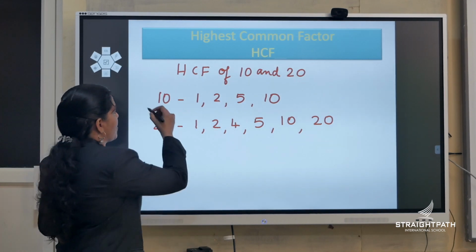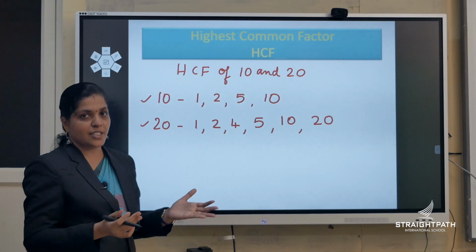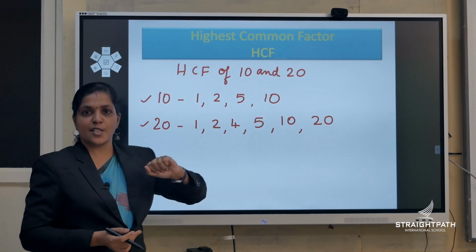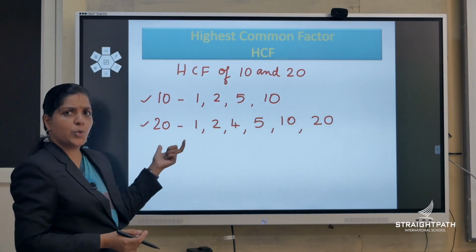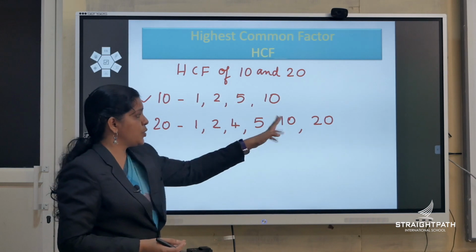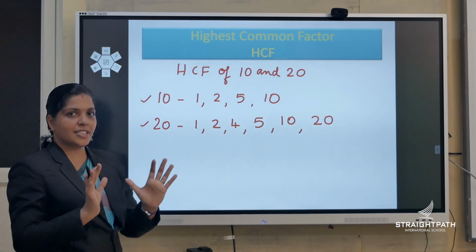First, I will write the factors of 10 and 20. We know how to find the factors of 10: 1, 2, 5, 10. These are the factors of 10. And which are the factors of 20? 1, 20, 2, 10, 4, 5, 20. So, these are the factors of 20. Okay. So, factors are ready.